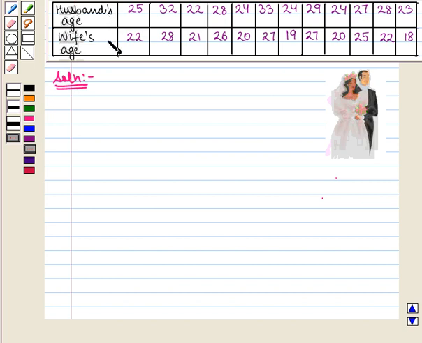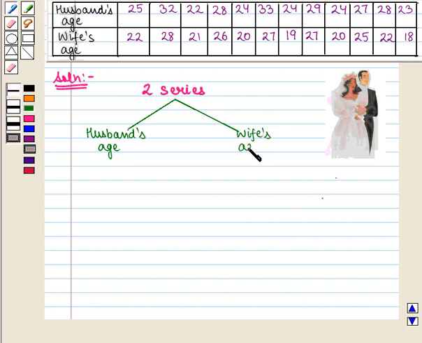So here we are having two series representing two variables, that is husband's age and wife's age. So it is a bivariate data.